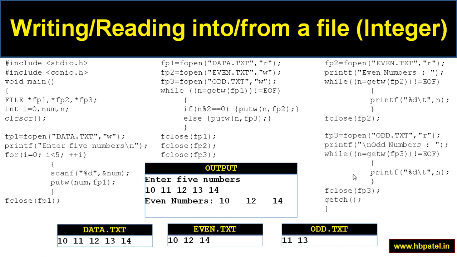And next we are opening the odd.txt file. Again in which mode? Read mode. And then I'll be reading all those numbers one by one, but there are only 2 numbers, 11 and 13. So that will be printed over here.